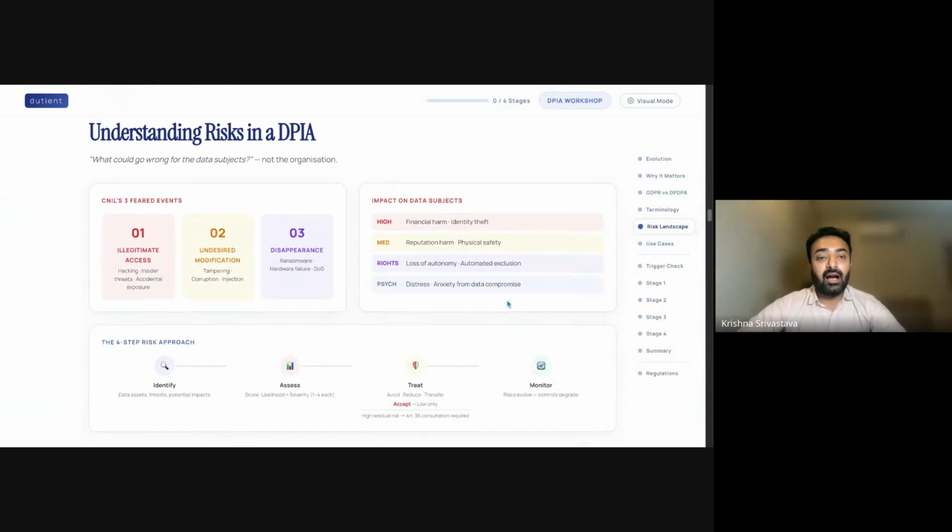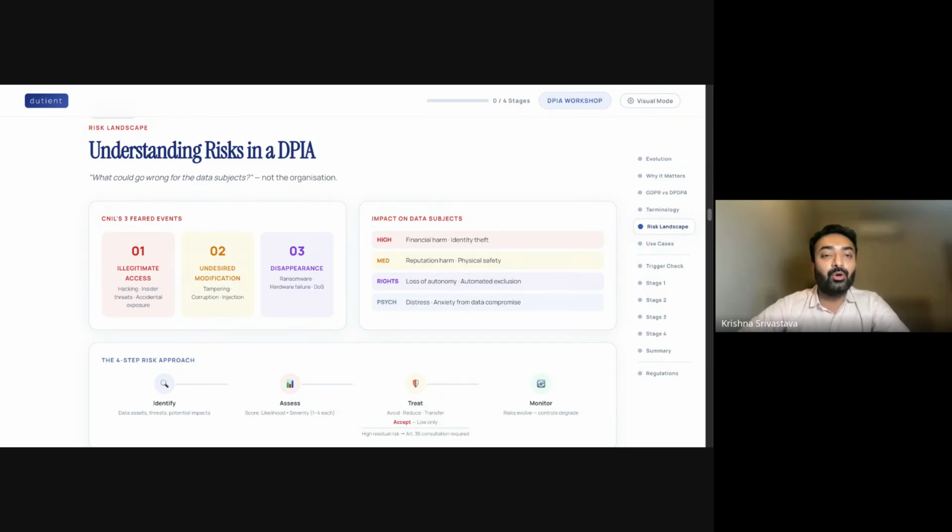Right. Now, understanding risks in a DPIA, what could go wrong for the data subjects? It's all about the data subjects. It's all about the data principals. It's not about the organization. It's not about how an organization can reduce risk to itself. It's about how an organization can reduce risk to a data subject or a data principal.